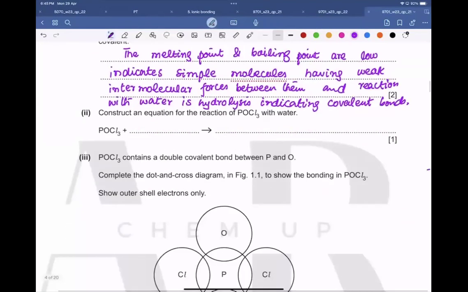Okay. Now, construct an equation for the reaction of POCl3 with water. So when POCl3 reacts with water, we know phosphoric acid is formed, H3PO4 and HCl. Now you have to balance the equation. There are 3 chlorine, so there must be 3 hydrogen chloride over here. So as a result, you get 6 hydrogens on the right side. So you will put 3 over here. Now if you see, the equation is balanced.